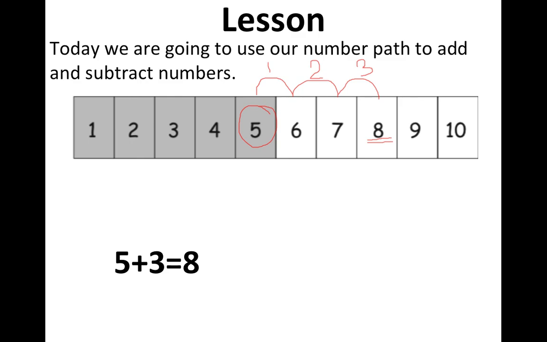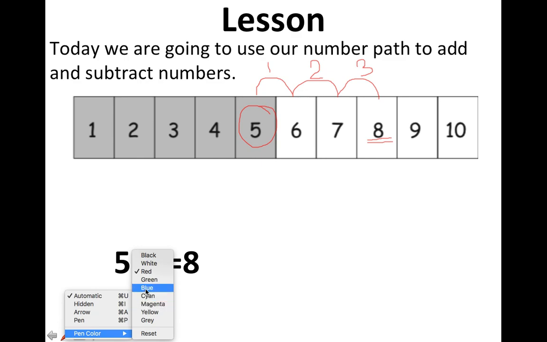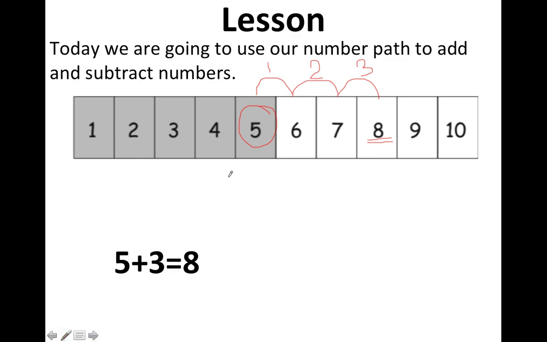You can have 5 fingers in one hand, and you can count on 3 fingers, 6, 7, 8, to match your number sentence and your number path. So now I'm going to change the color of my pen to show how I would subtract. We did addition, now we're going to subtract.